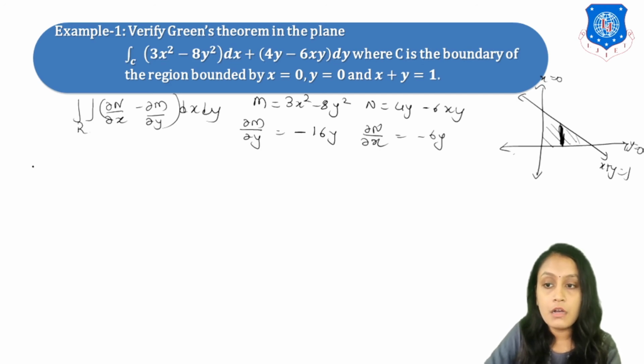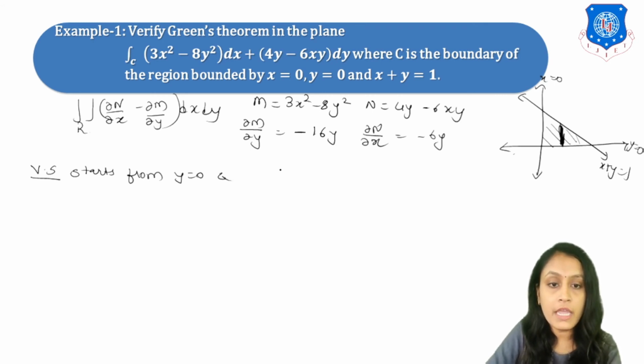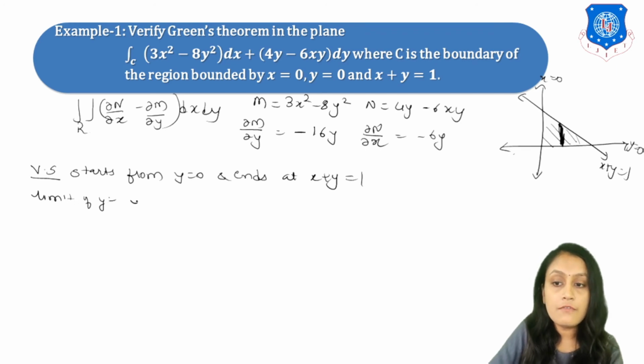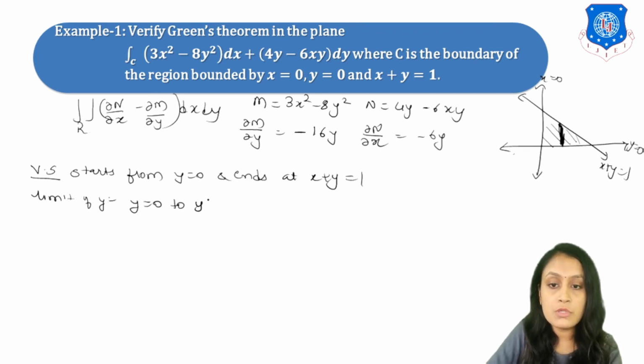Okay, now we can say that this vertical strip, it starts from y is equal to 0, and it ends at this point. So this is the line, and it ends at x plus y is equal to 1. Okay, so we will write the limit of y first, right? So the limit of y is from y is equal to 0 to y is equal to 1 minus x. Okay, and the limit of x will be what? From x is equal to 0.